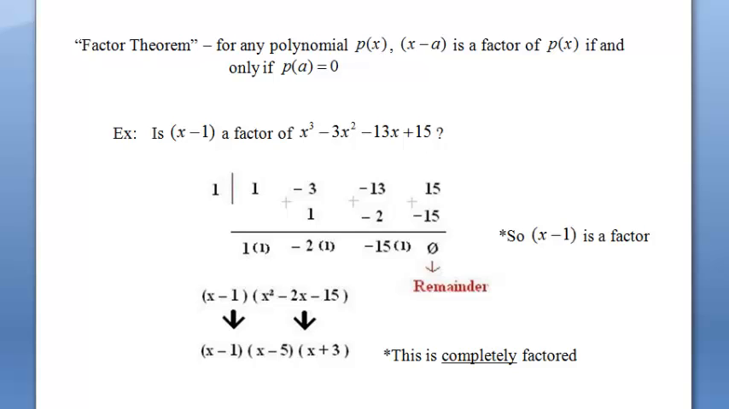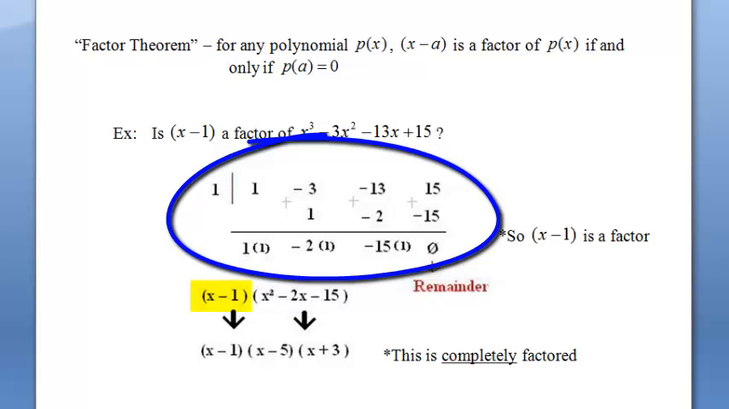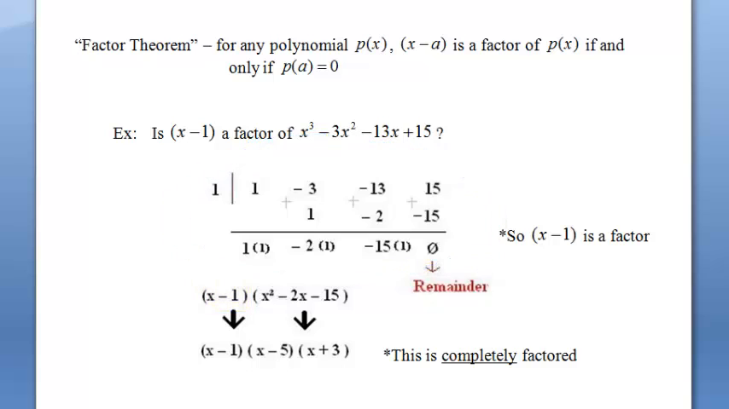From synthetic substitution, we know that if the remainder is 0, then p(1) equals 0, because the remainder is what p(1) is equal to. And then by the factor theorem, since p(1) is equal to 0, we know that x minus 1 is a factor of x cubed minus 3x squared minus 13x plus 15. So now let's interpret our information. We know that x minus 1 is a factor, and we also have 1x squared minus 2x minus 15, because these are the coefficients of our next polynomial.